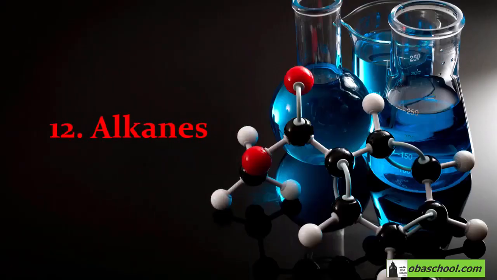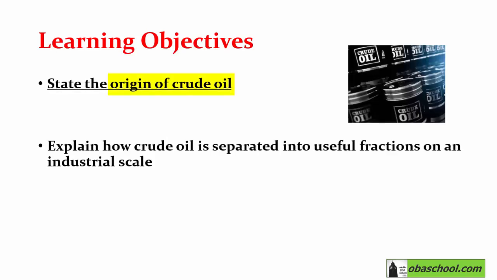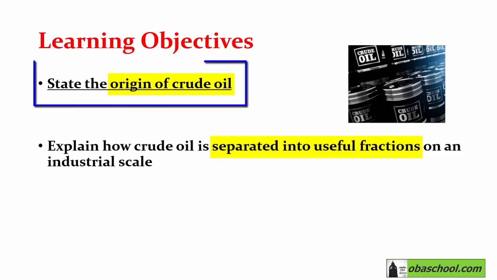In the second section of this chapter, we will be talking about fractional distillation of crude oil. The learning objectives of this section are to state the origin of crude oil, and then we will explain how crude oil is separated into useful fractions on an industrial scale. Let's start now with the origin of crude oil.